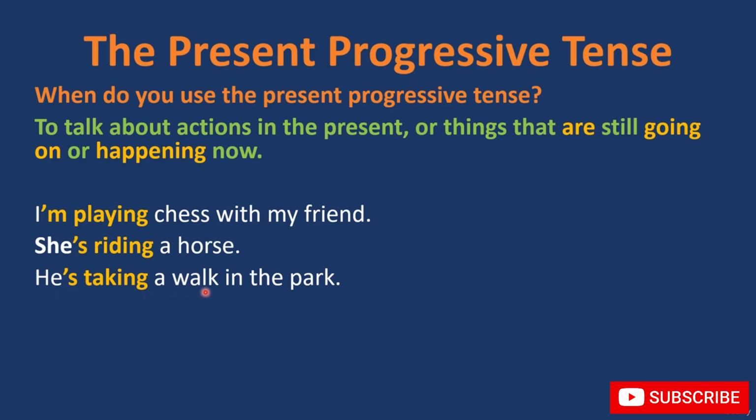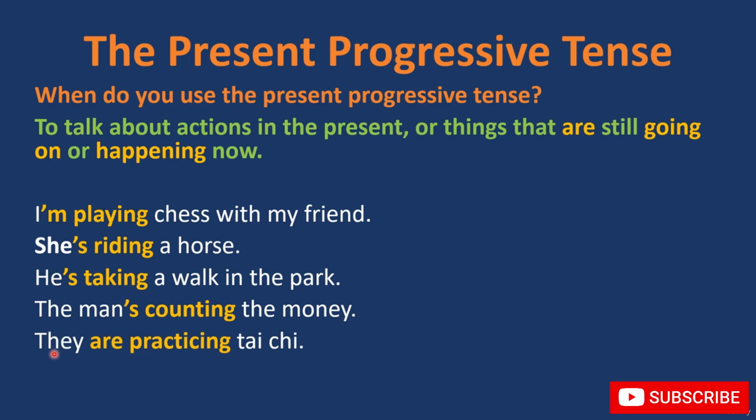He is taking a walk in the park. Again, I see him walking in the park, so he is walking in the park, or he is taking a walk in the park. This is present continuous. I see him doing it now. The man is counting the money. He is holding the money and counting the money. They are practicing Tai Chi. Again, they are practicing it now. I see them doing it now.